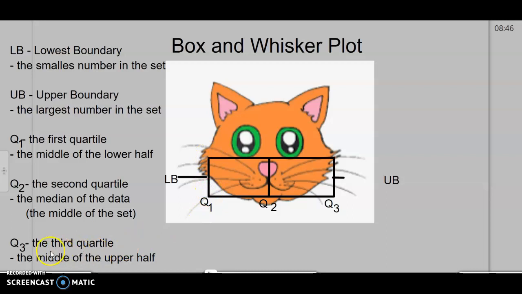And then the third quartile is the middle of the upper half. So this one's all the way over here on the right. It's obviously closer to the upper boundary. And this line here represents the middle of the upper half, so in between Q2 and the upper boundary. Okay, so we're doing the median twice. Now we got to find this one first before we can find Q1 and Q3. So it's not in numerical order, which sometimes can be a little tricky to understand, but once we do it a few times, you'll get the hang of it, okay?